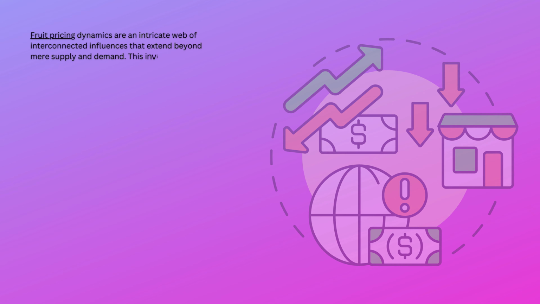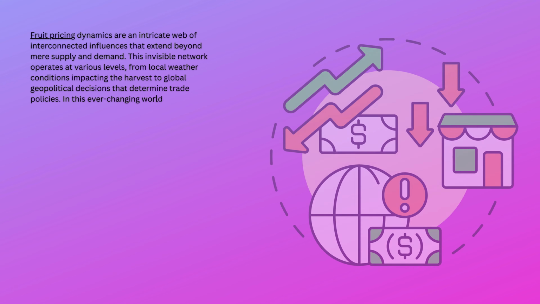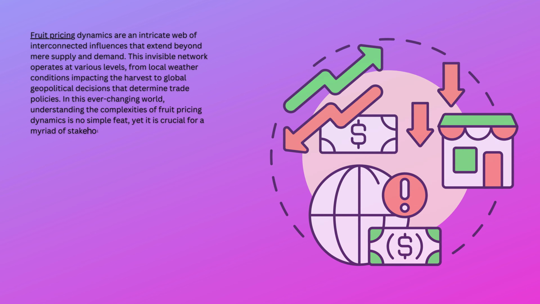This invisible network operates at various levels, from local weather conditions impacting the harvest to global geopolitical decisions that determine trade policies. In this ever-changing world, understanding the complexities of fruit pricing dynamics is no simple feat, yet it is crucial for a myriad of stakeholders, including farmers, investors, and consumers.